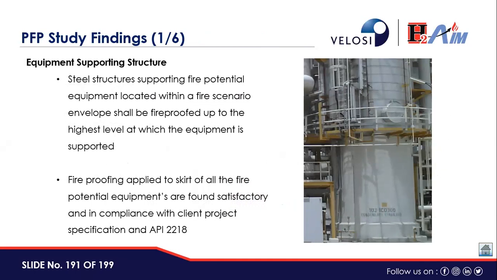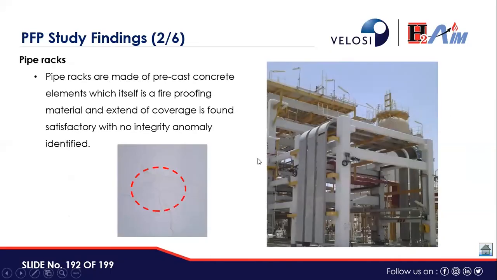Fireproofing applied to skirt of all the fire potential equipment are found satisfactory and in compliance with the client's product specification and as per the API 2218. The pipe racks were made up of precast concrete elements, which itself is the fireproofing material, and extent of coverage is found satisfactory with no integrity anomaly identified.